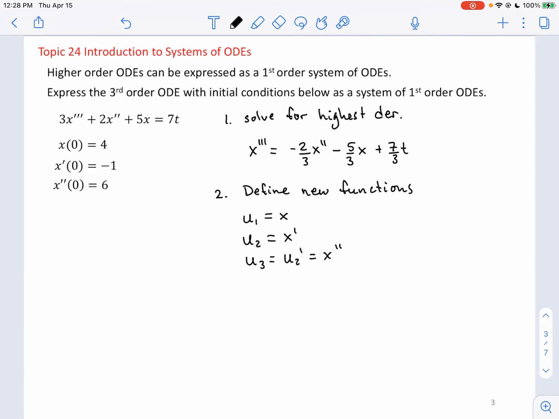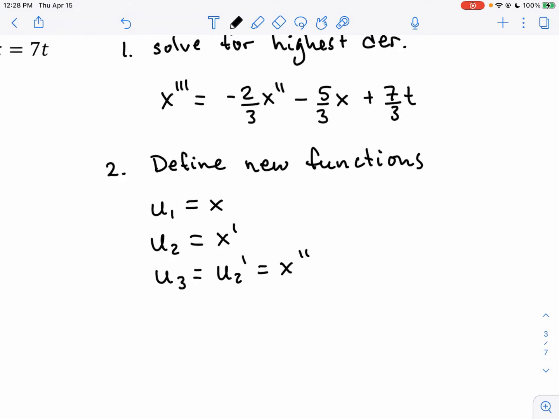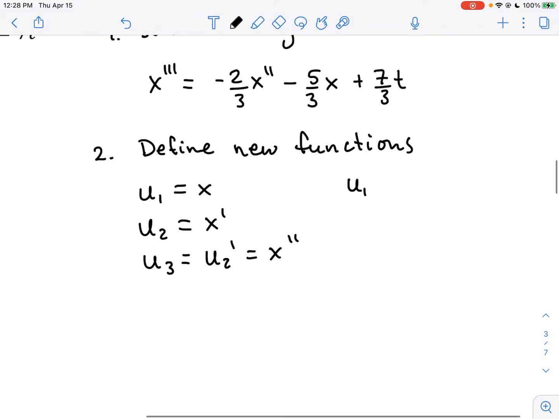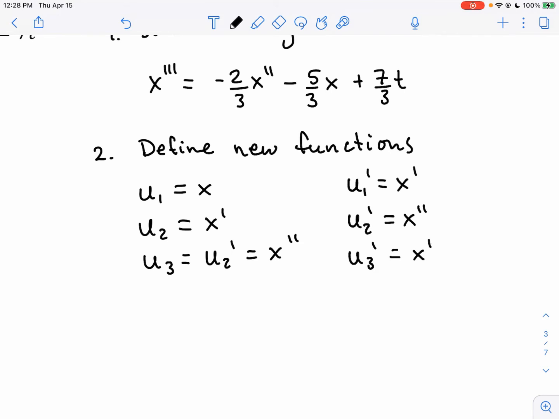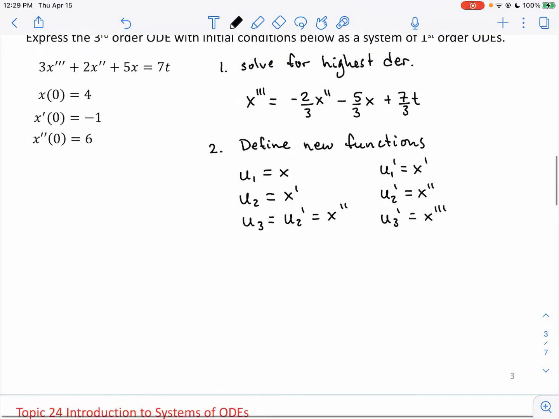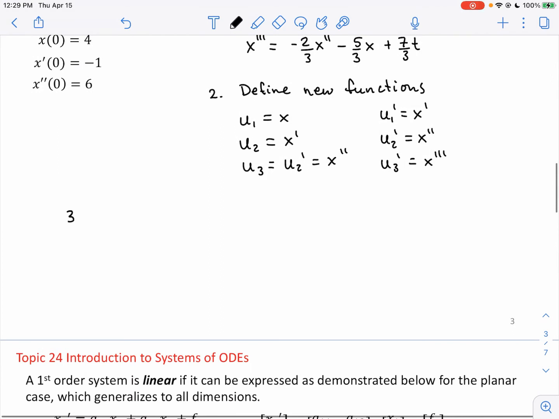Okay, now that we've defined our new functions, go ahead and define their derivatives real fast. So u1 prime will simply be x prime. u2 prime will be x double prime. And u3 prime will be x triple prime. And this is going to be the key for setting up or creating our first order system. So we're going to do that last. So step 3 is to create the first order system.